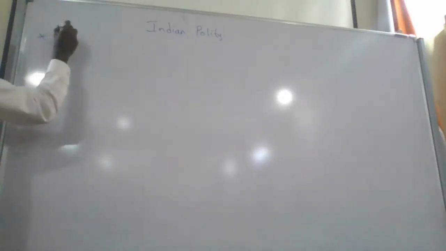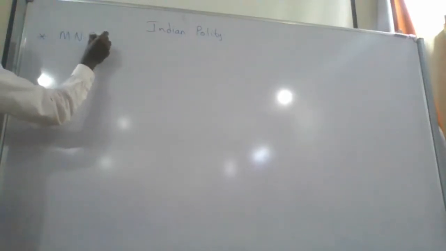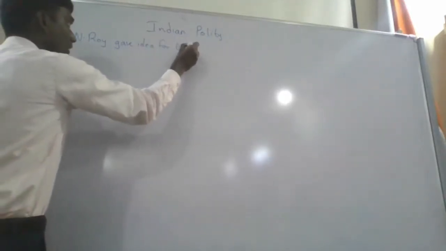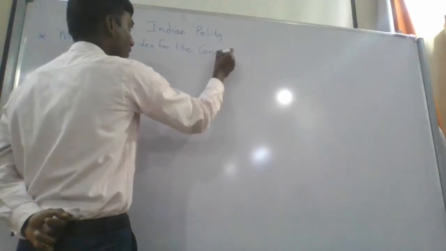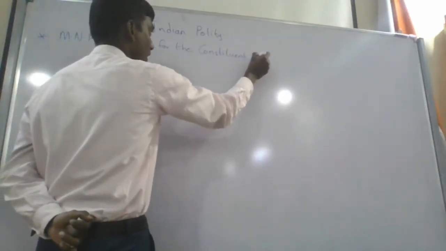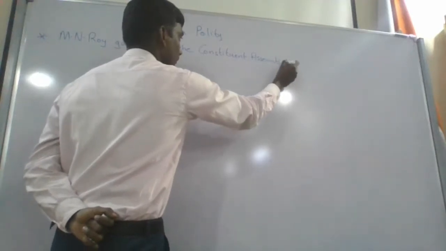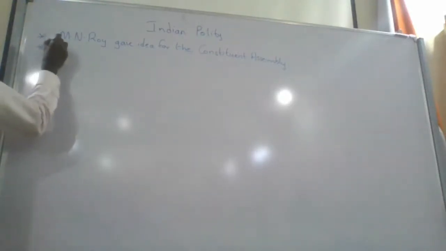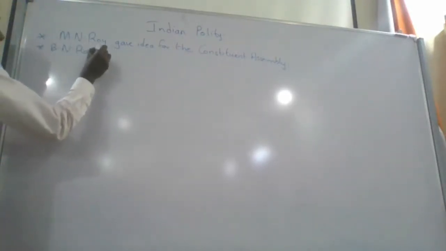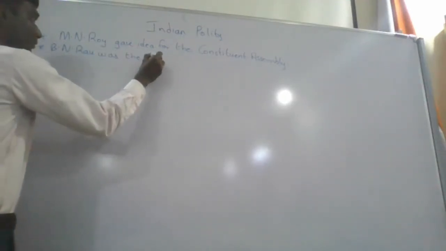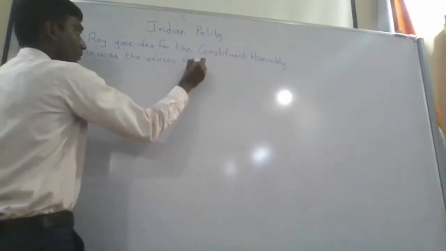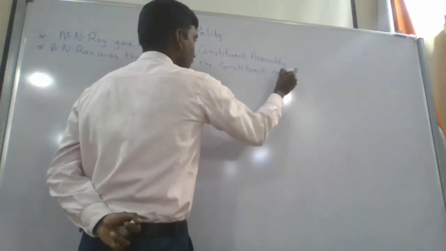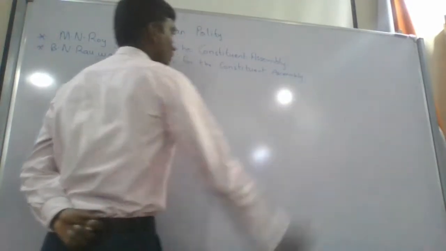The first one is that M. N. Roy gave the idea for the formation of Constituent Assembly. Next, B. N. Rao was the advisor for the Constituent Assembly.